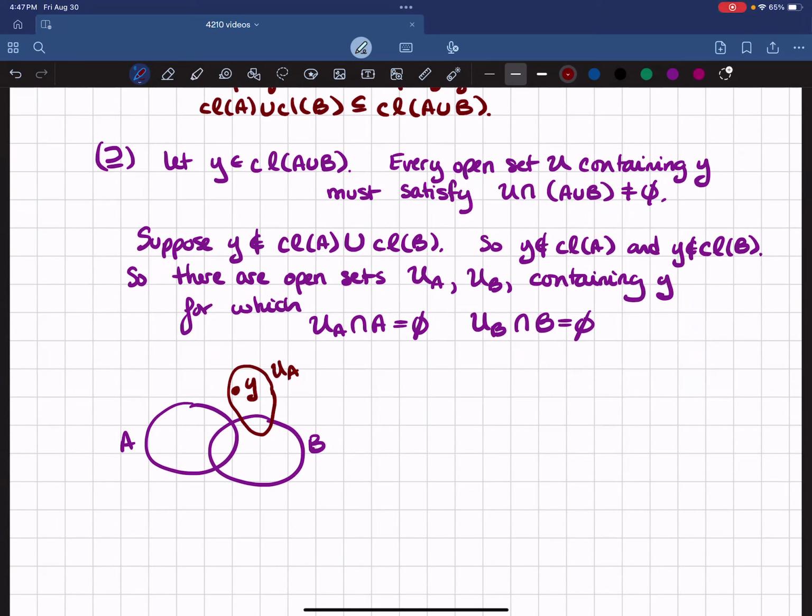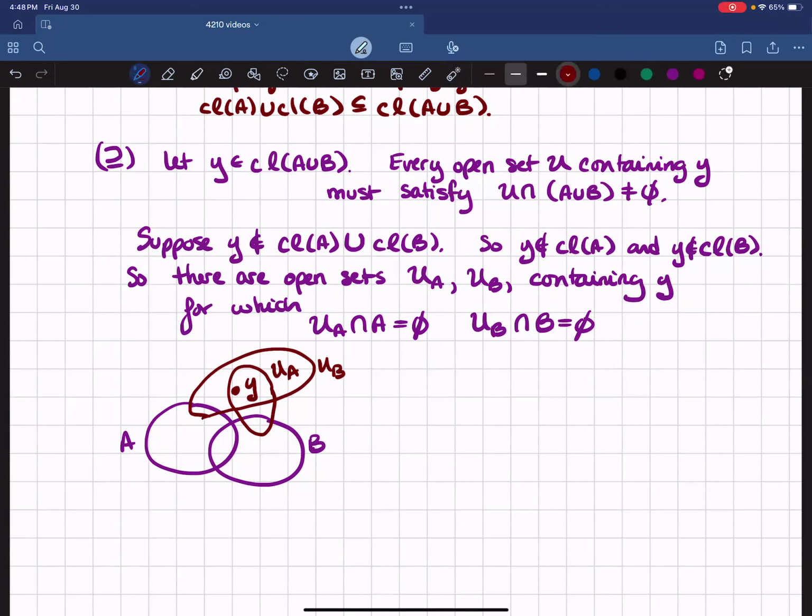Because if Y were in the closure, a fact that is equivalent to being in the closure is that every open set has to touch A. But we know Y is not in the closure because that's what we're assuming. So because Y is not in the closure of A, there is some open set U sub A that contains Y but doesn't touch A. And then also there's some open set U sub B that contains Y but doesn't touch B. Okay? But U sub A might touch B and U sub B might touch A. But U sub A intersect A is empty and U sub B intersect B is empty.